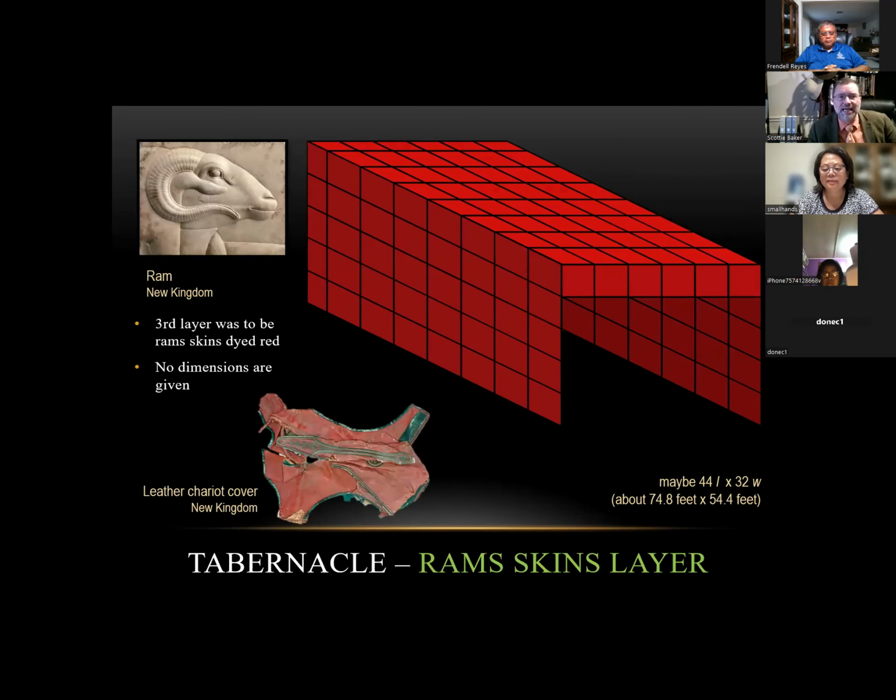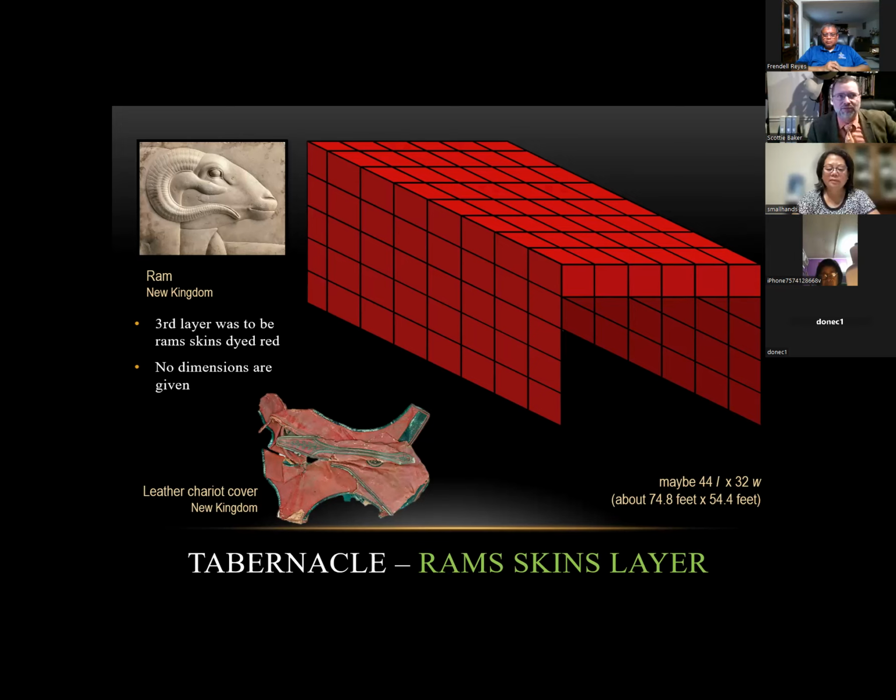Over that was laid a layer of ram skins dyed red. I made them into squares because that's how they made them in ancient Egypt. But you can see here a leather chariot cover dyed red. The thing about the red dye was that it was superior to all other dyes, whether green, blue, yellow, it doesn't matter. Other dye is like a paint that stays on top of the leather, and it becomes kind of fragile over time. It cracks, but the red dye seeps into the leather and becomes one with the leather. So this is a high quality product.